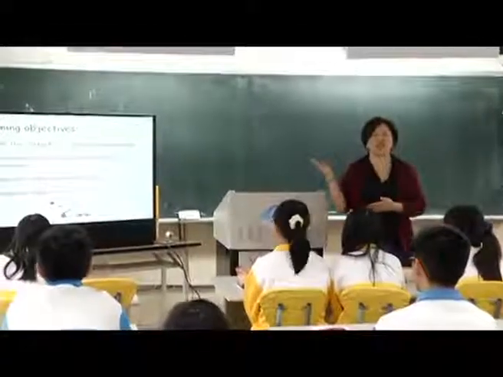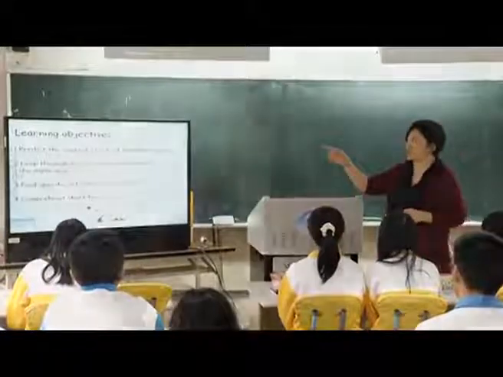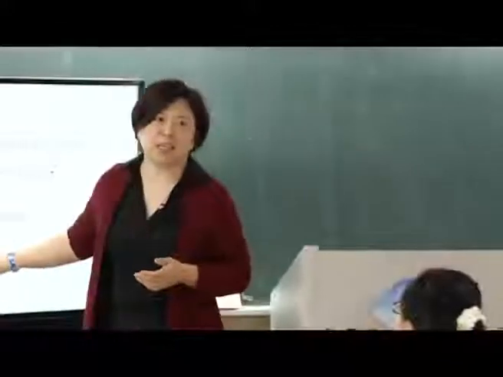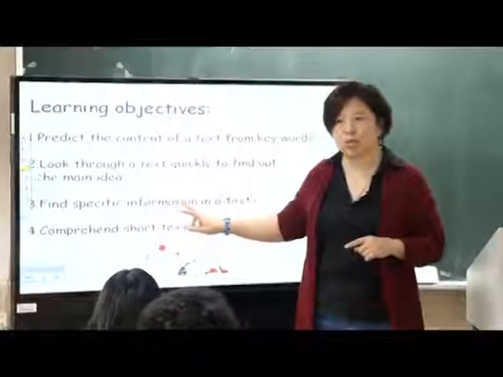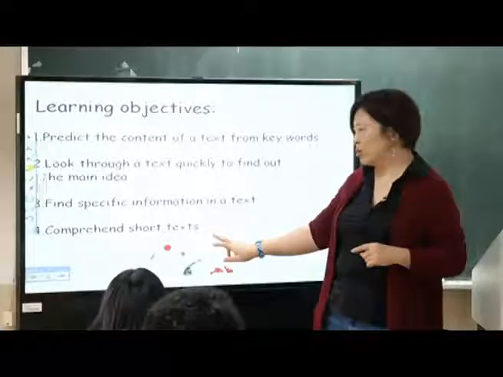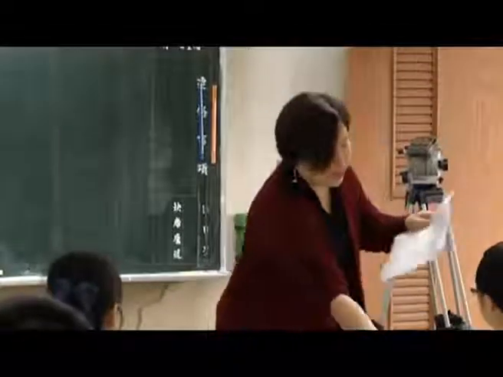Now the teacher is going to explain the lesson objectives. These are the tasks the students are going to do and the purpose of these activities in the lesson. Students are going to predict the content of the text from key words, look through the text quickly to find out the main idea, and find specific information in the text. These tasks will all develop their ability to understand short texts. Worksheet 1, please pass it around.